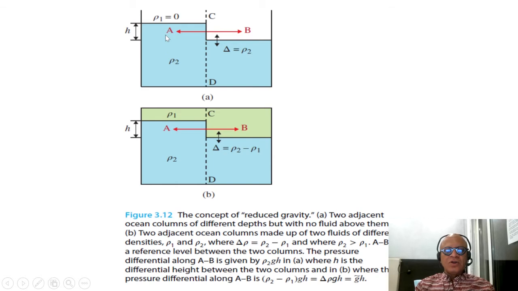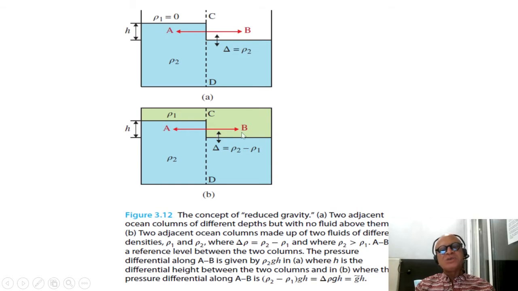And in A, rho 2 g h is what determines the pressure differential across this reference, whereas in this case the pressure difference is related to rho 2 minus rho 1. Here rho 2 minus rho 1 is just rho 2 because rho 1 is 0, air, or very small. So this is what we mean by reduced gravity.